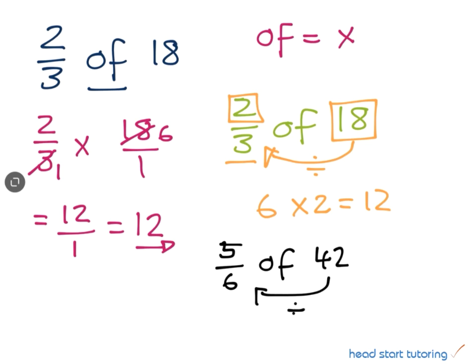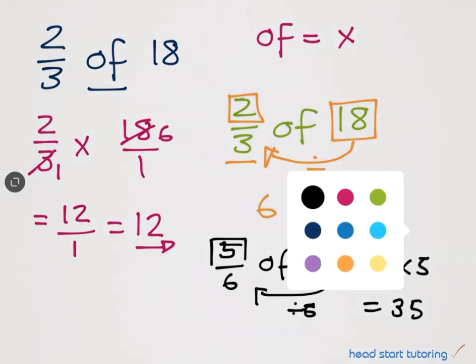42 divided by 6 is equal to 7. Then we need to multiply our 7 by 5, and that gives us an answer of 35. So 5/6 of 42 is equal to 35.